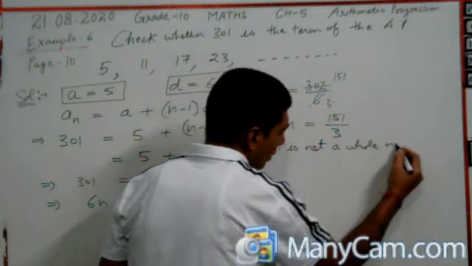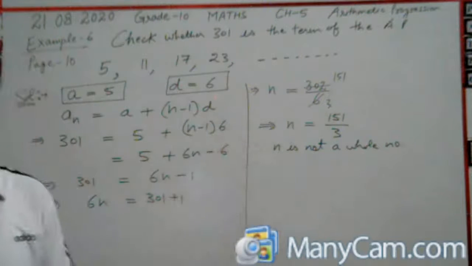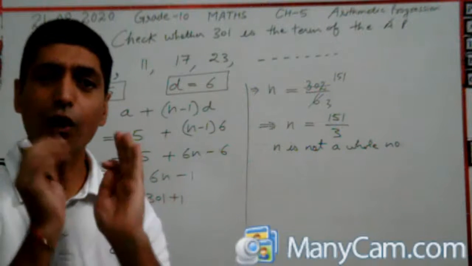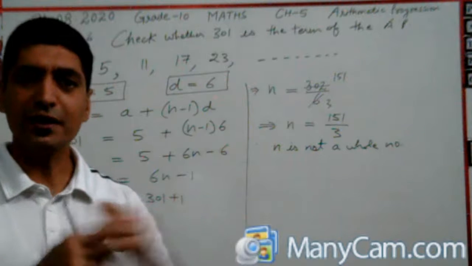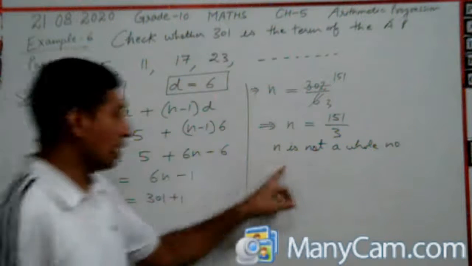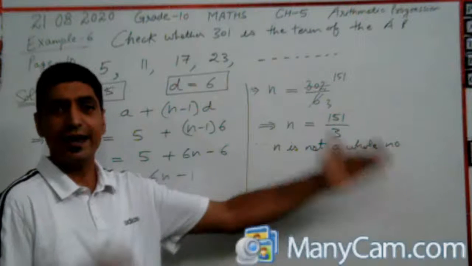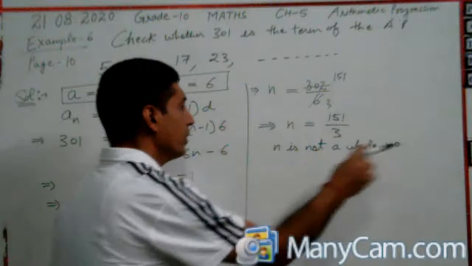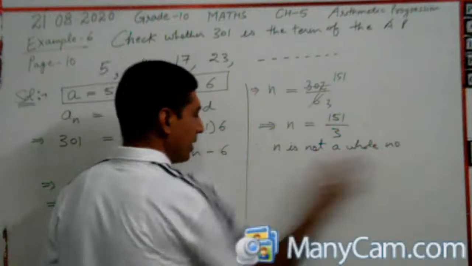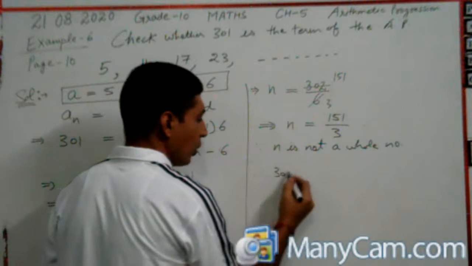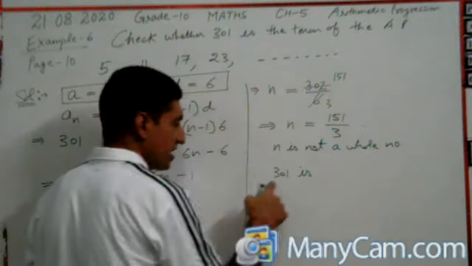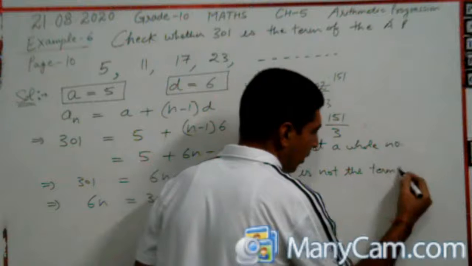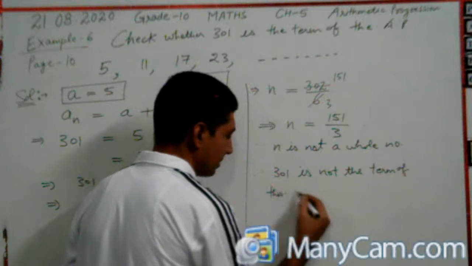in arithmetic progression, n should be a whole number. In fact, it cannot be 0 also, but n is like 1, 2, 3, 4, 5, 6, 7. n has a particular value, it cannot be a fraction. This is a fraction. So here we will write, because n is not a whole number, therefore 301 is not a term of this AP. So this is all about the example.